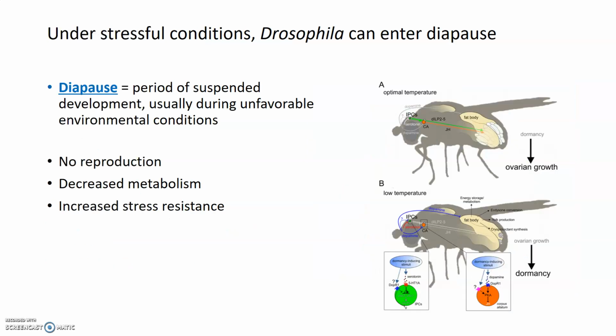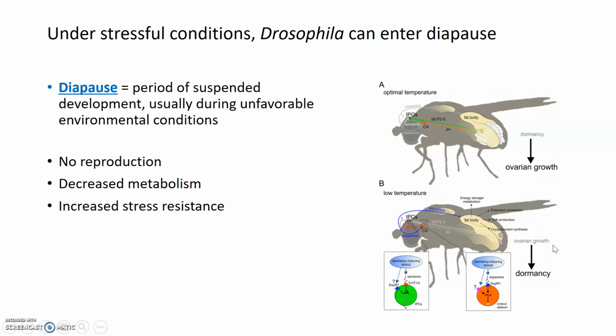That is development under normal conditions, but under stressful conditions, like many other insects and invertebrates, Drosophila can enter what's known as a diapause, or a period of suspended development, or sort of suspended animation, where they are no longer developing reproductively. Diapauses usually occur during unfavorable or stressful environmental conditions. In this image, you can see that at the optimal temperature, this fly signals for ovarian growth and ultimately reproduction. But at an unfavorable environmental condition, like low temperature, these flies will sense that environment and respond accordingly by entering diapause.